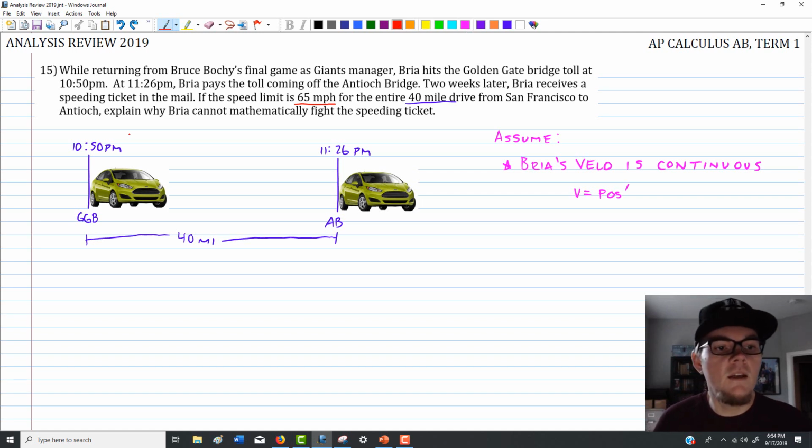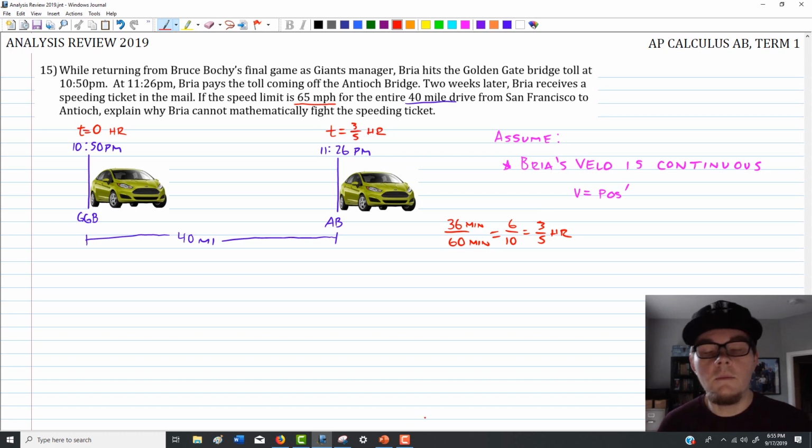So what do we want to do? Well, I mentioned the speed thing. That's going to take into account the times. So for simplicity, I'm going to call this time t equals 0, and we're going to measure it in hours because we were talking about 65 miles per hour. And then over here, it's tempting to say something like, well, she's 36 minutes later. But we need to think about 36 minutes in terms of an hour. So 36 minutes in 60 minutes, that fraction of an hour, is going to end up being 6 over 10, which is 3/5 of an hour. So she traveled that far from t equals 0 to t equals 3/5 of an hour.